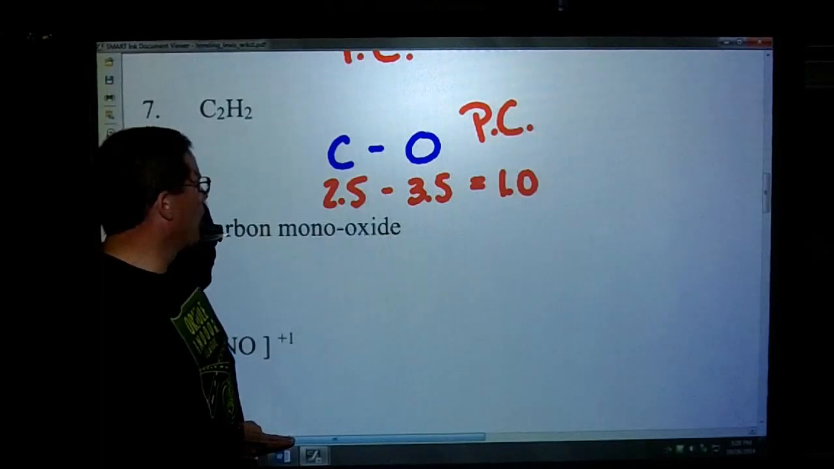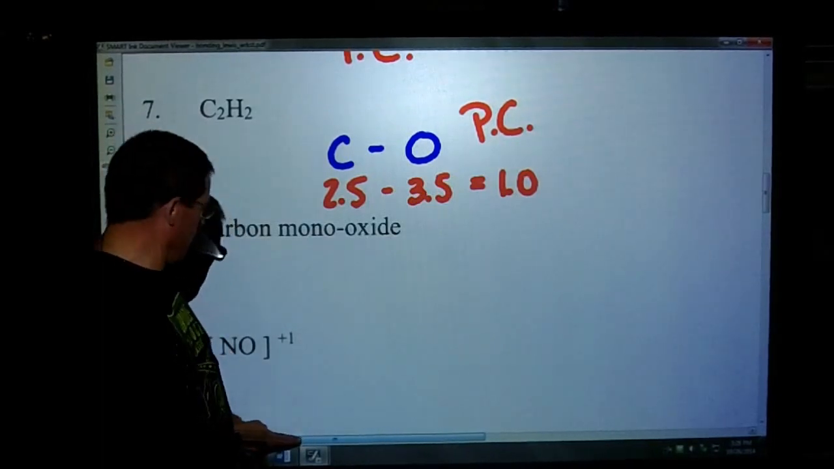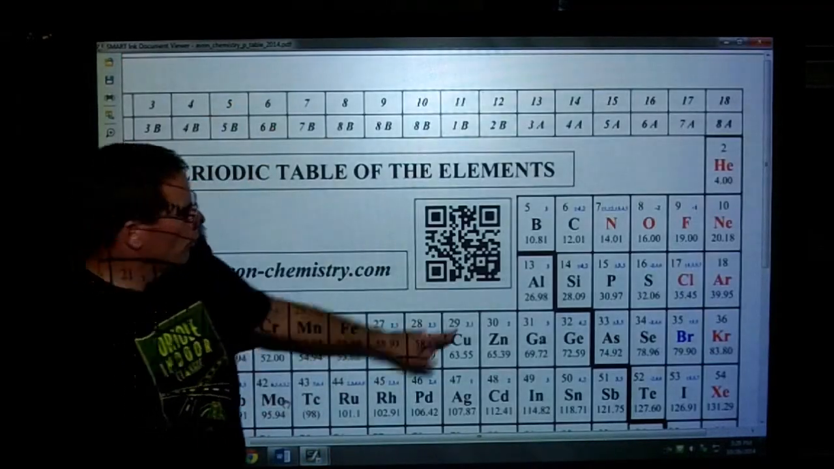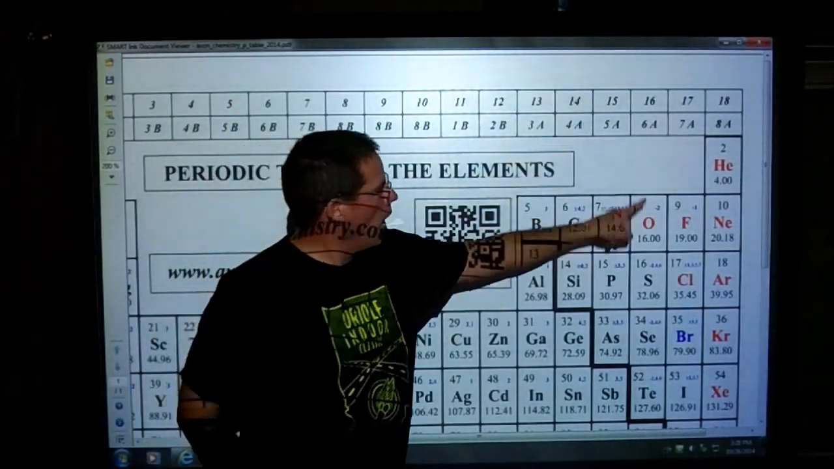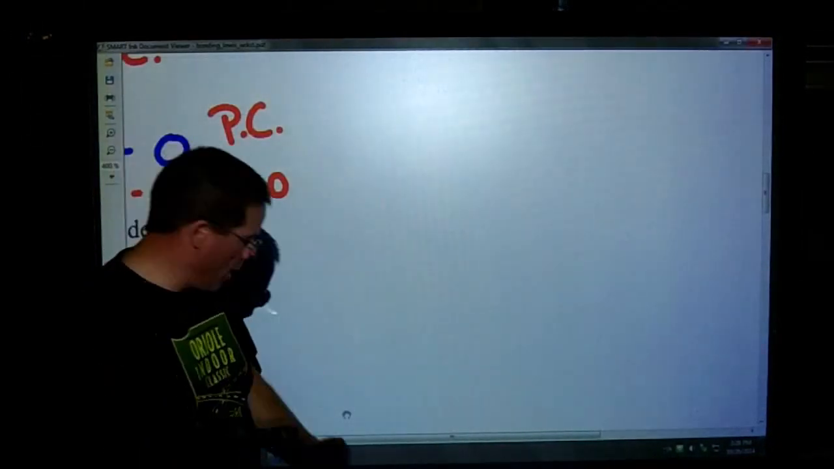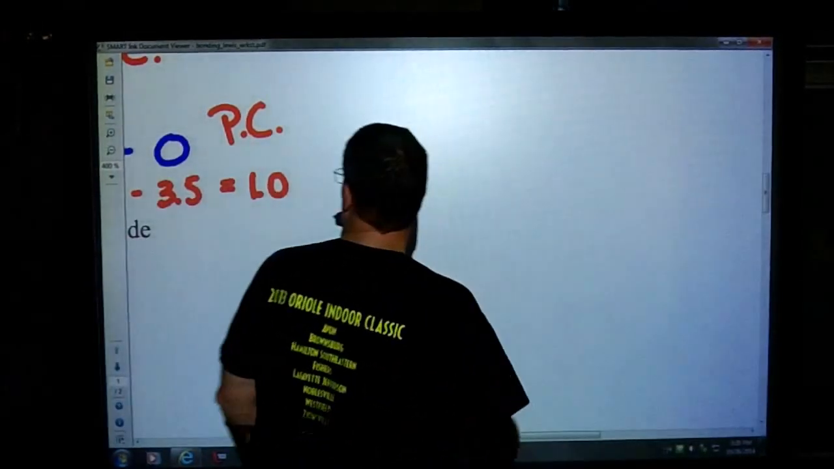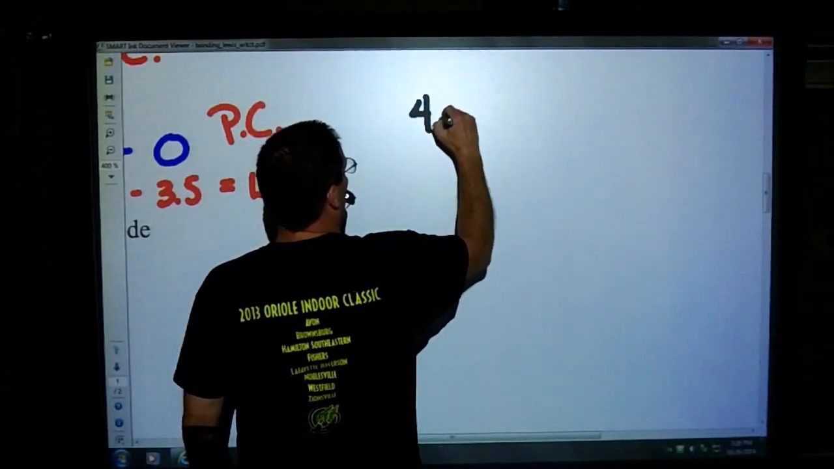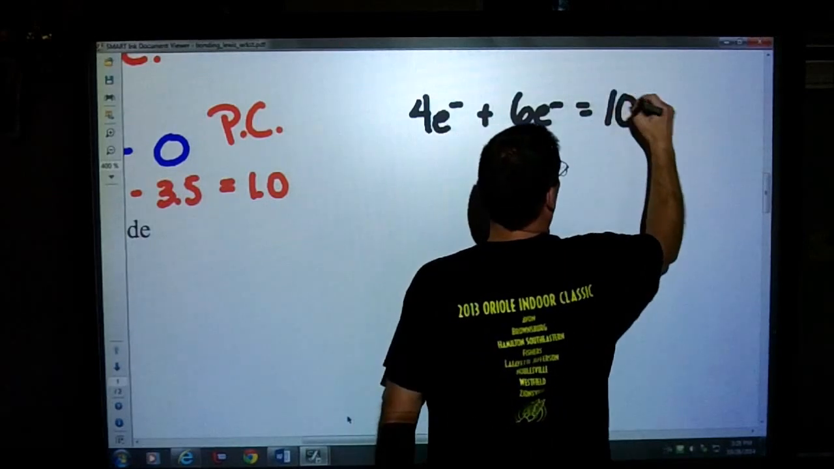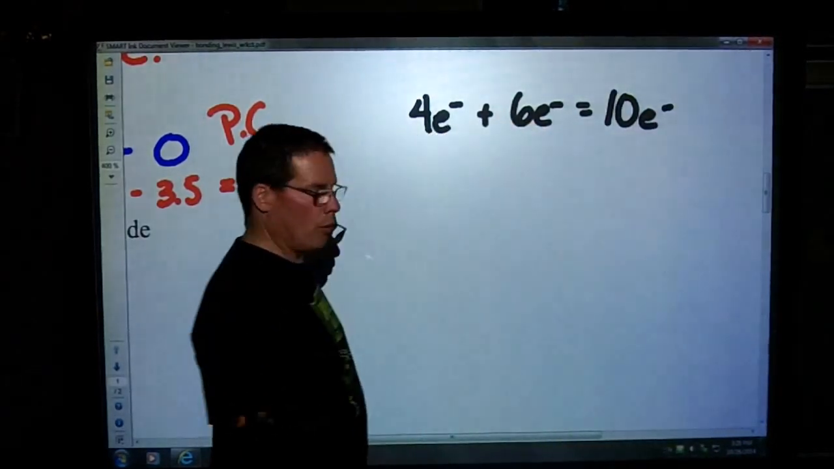All right, let's get our electron count. We have 1 carbon and 1 oxygen. Carbon brings 4, oxygen brings 6. And yes, I know you can do that math in your head, but please still show that. So carbon brings 4 electrons, oxygen brings 6, which means that we have 10 electrons total in our compound.